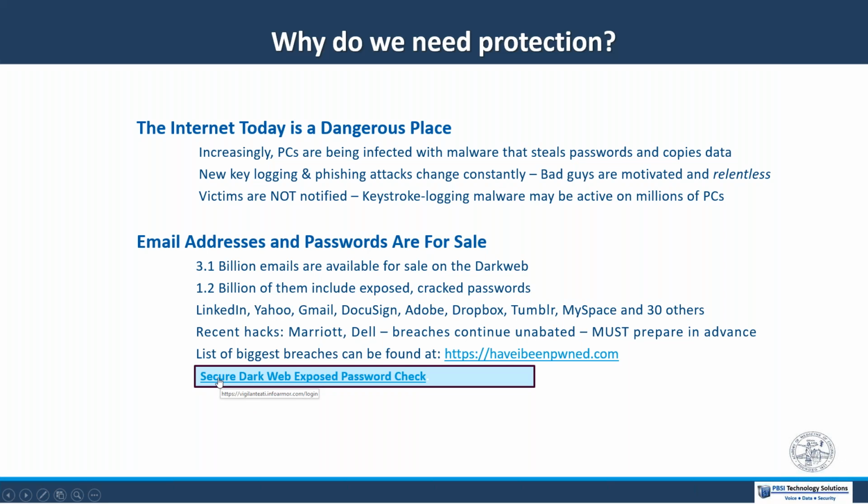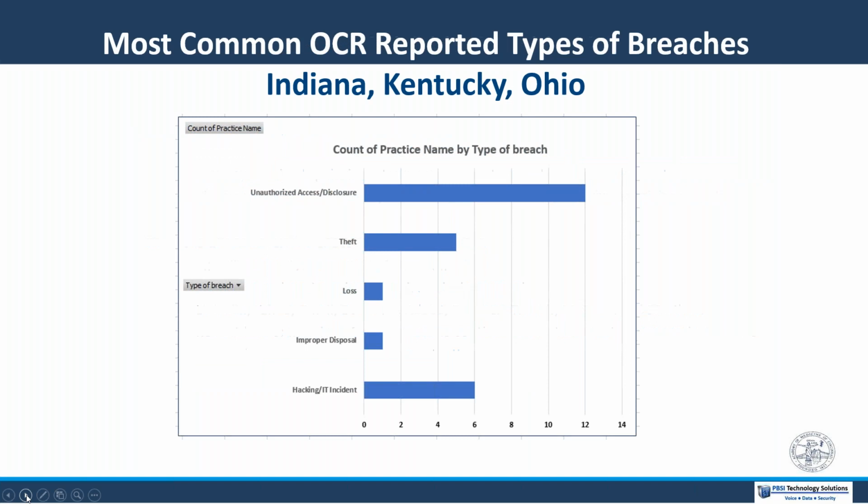And there are 3.1 billion emails exposed. 1.2 billion of them have exposed and cracked passwords that are available for virtually free, very, very low cost for the bad guys out there permitting exploits. So because the world is such a dangerous place, this kind of information really facilitates those who want to hack. So I'll move on from here.